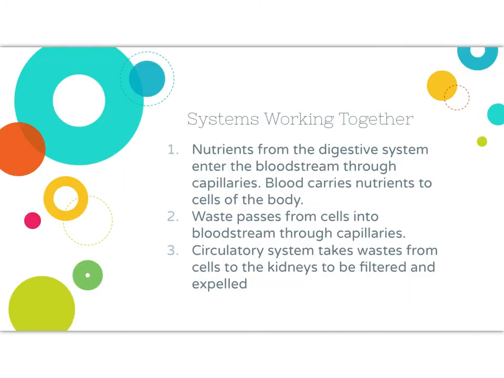Systems work together, so they aren't independent of one another. Nutrients, for instance, from the digestive system enter the bloodstream through capillaries. Blood carries these nutrients to the cells of our body. The cells of our body pass waste into the bloodstream through these capillaries. And then the circulatory system takes waste from the cells to the kidneys to be filtered and expelled. So we have our circulatory system working with our excretory system. We have our digestive system working with our bloodstream or circulatory system. So a bunch of them are working together.